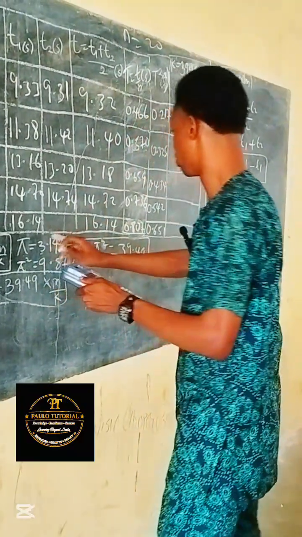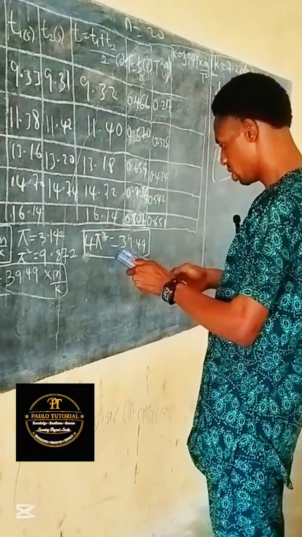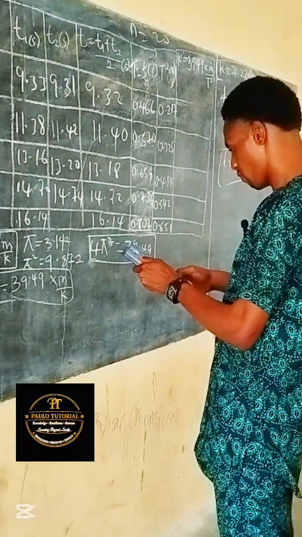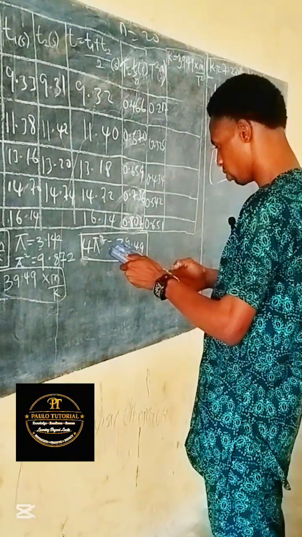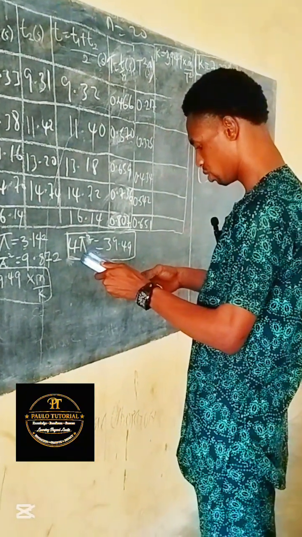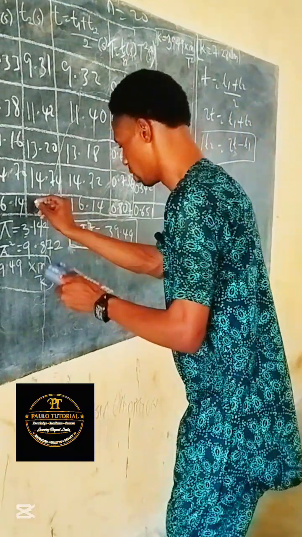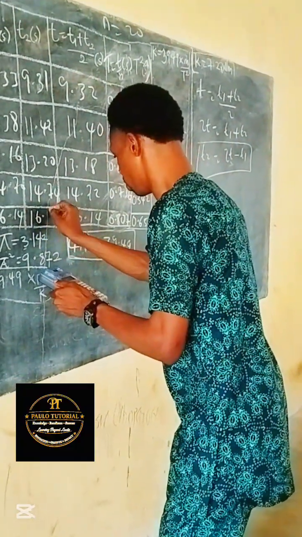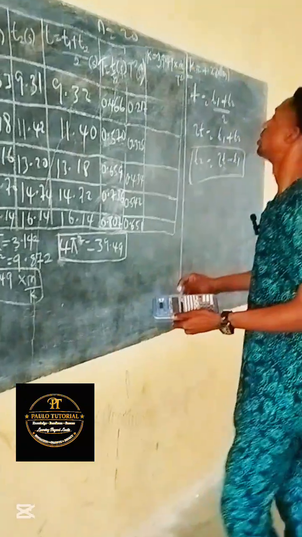14.74. I'll do the same thing till here. 16.14 times 2, subtract 16.14 from it, and that will give me 16.14. Now this is how you obtain this value.